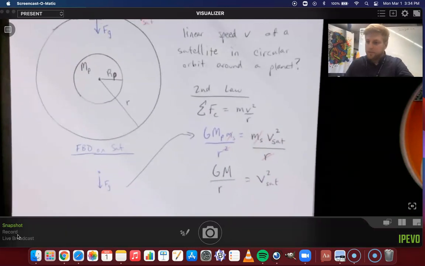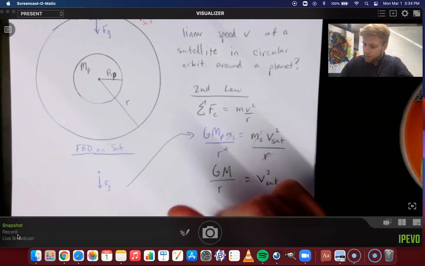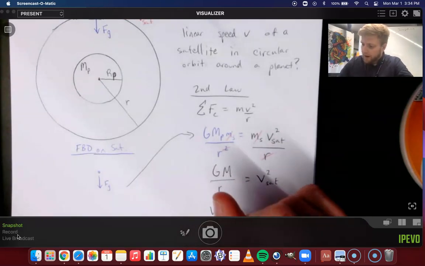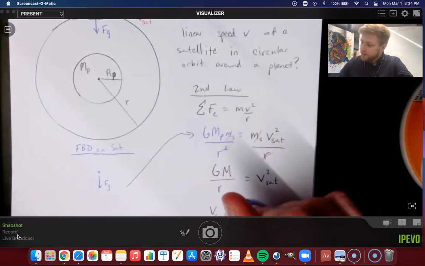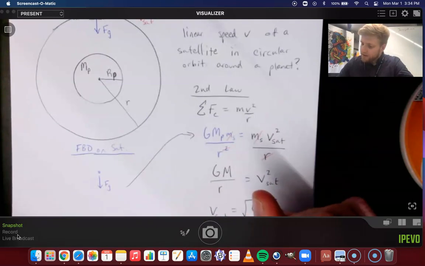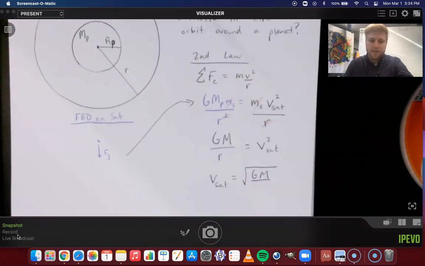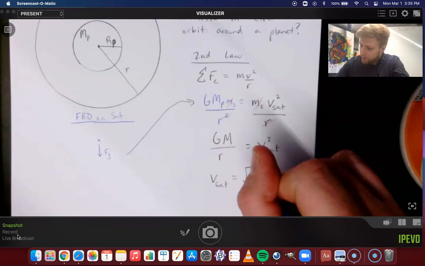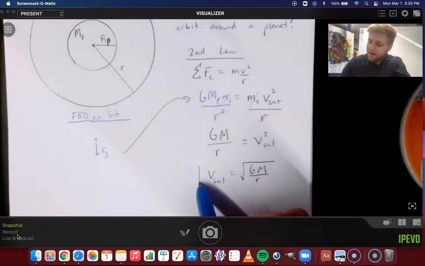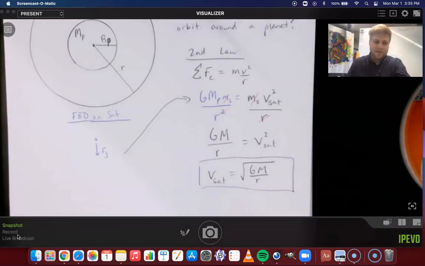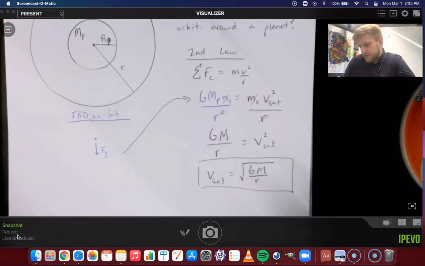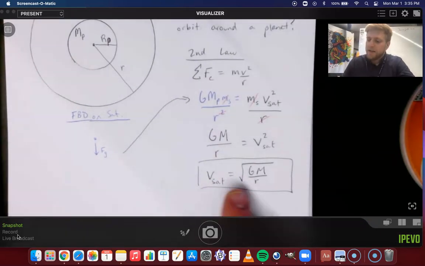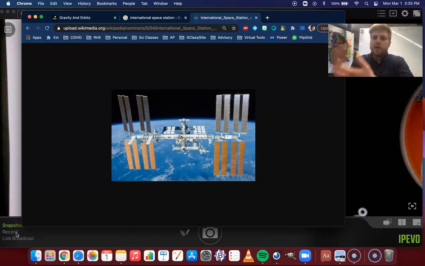So to solve for the speed of the satellite, v sat, we just take the square root of both sides, and I'll switch it around. So we end up with the square root of big G times the mass of whatever the center object is, divided by the distance between them, and that's actually it. That is the equation for the speed of a satellite. Now, this equation on its own seems kind of benign, so let's do an example.